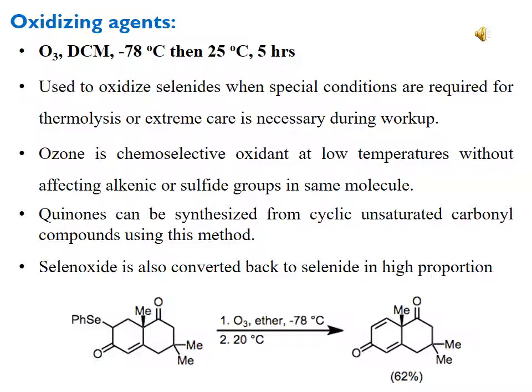Here is an example in which you can see an alpha beta unsaturated ketone, a cyclic ketone bearing phenyl selenide functionality, reacted with ozone at a starting temperature of minus 78, and then it moved to 20 degrees C. Here the solvent used can be DCM or ether, as we have discussed. And after forming the double bond, the obtained structure is a cyclic quinone-like structure.